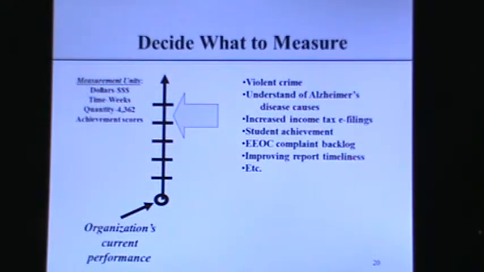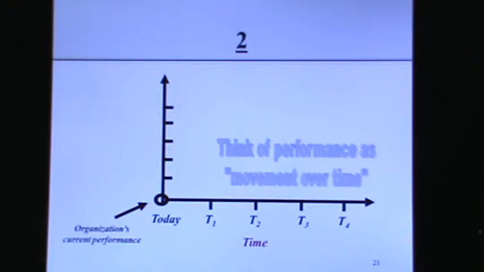So we figure that out, and we plot that on the y-axis, as you can see here. How are we going to measure it? And what are our indicators, our units? Dollars, time, quantity, achievement scores. And so you set your baseline as sort of like the intersection of the x and y axis, as you can sort of see we did in this diagram.